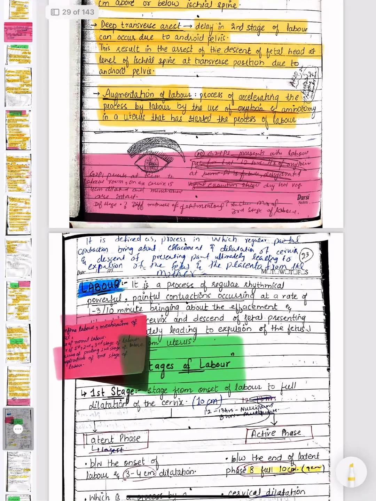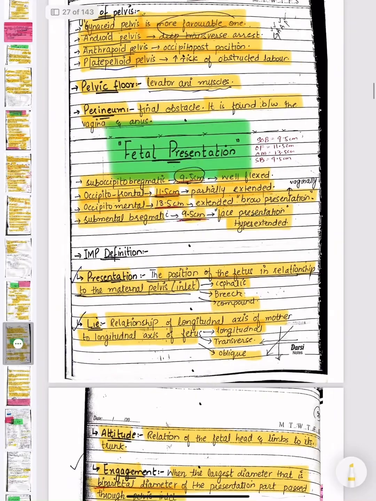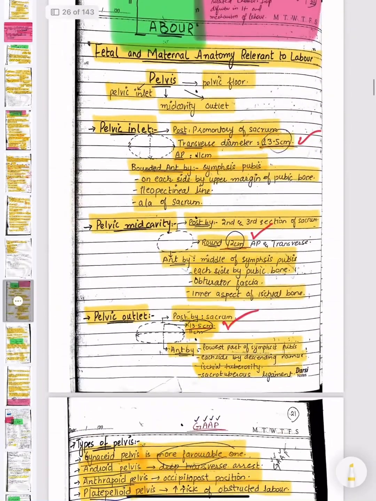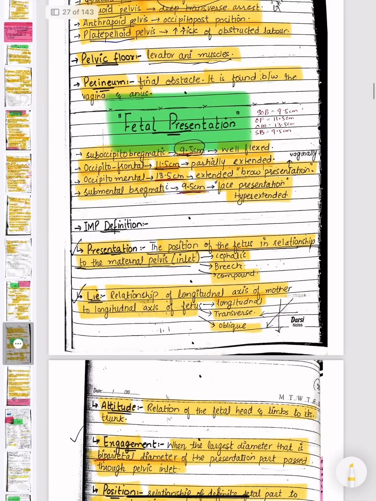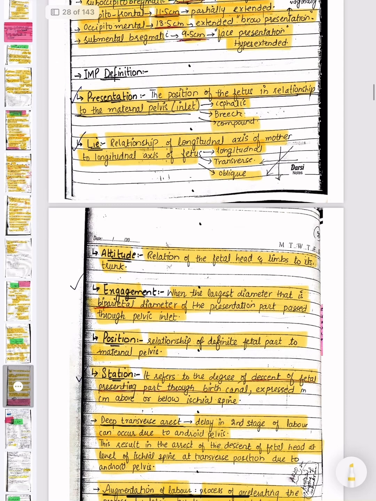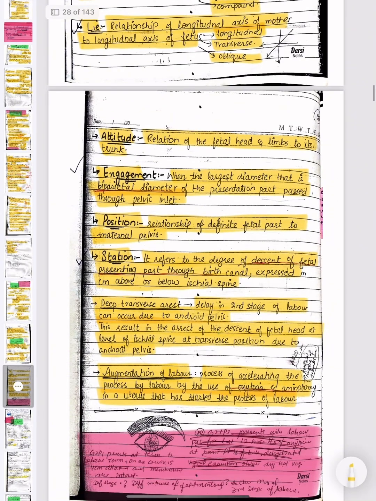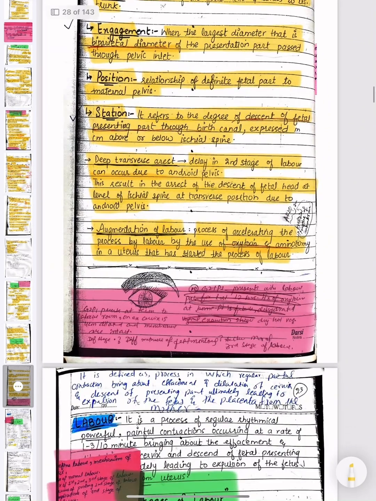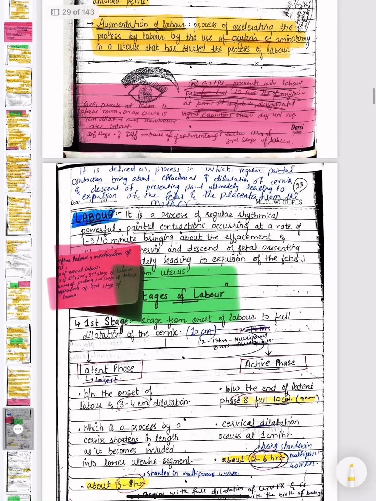Okay, so we have discussed the maternal and fetal anatomy relevant to labor. Then we have discussed the different fetal presentations. And then we have discussed important definitions in the field of obstetrics, which are presentation, the lie, the attitude, the engagement, the position, the station, and then the deep transverse arrest and the augmentation of labor.